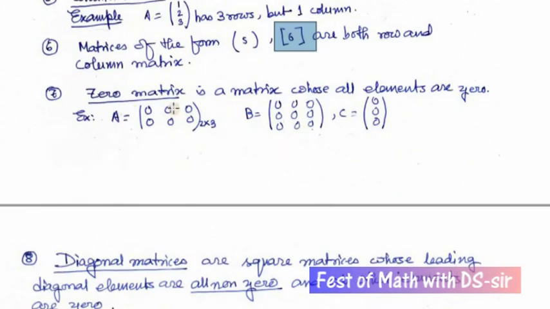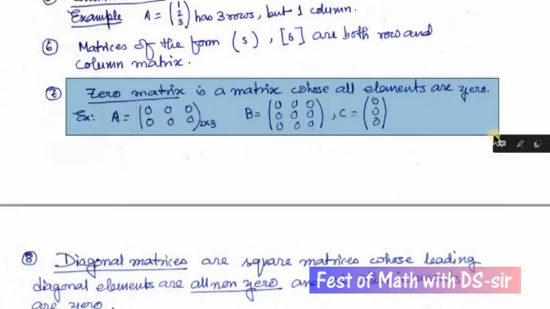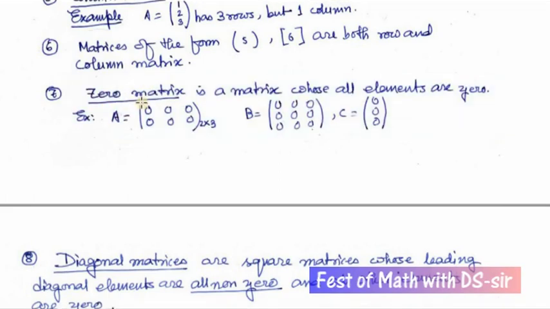Next comes the zero matrix. Like the zero determinant, which we know is a determinant whose all elements are 0, a zero matrix is a matrix whose all elements are 0. So, a zero matrix can be of rectangular shape or square shape, can be a column matrix, can be a row matrix. The only condition is that all its elements are 0.